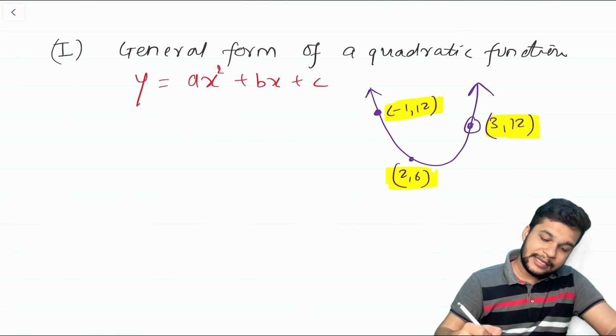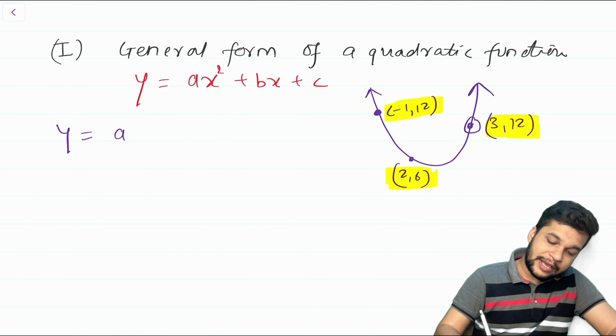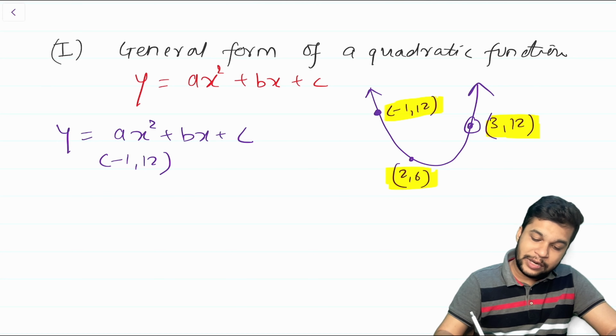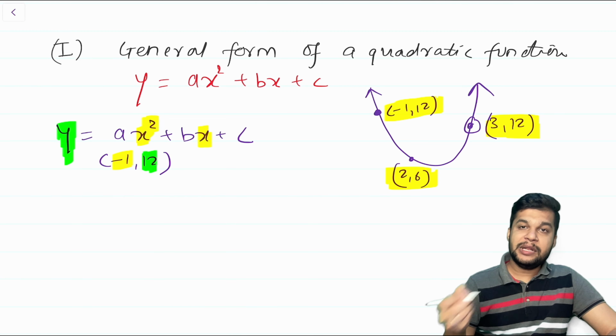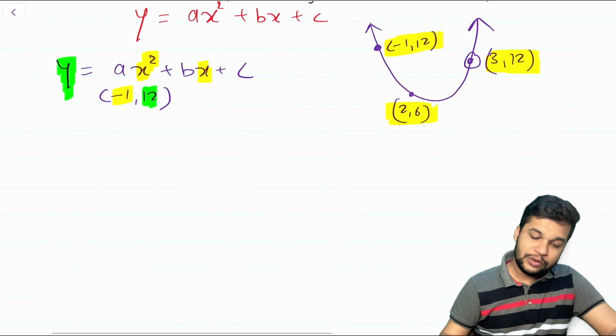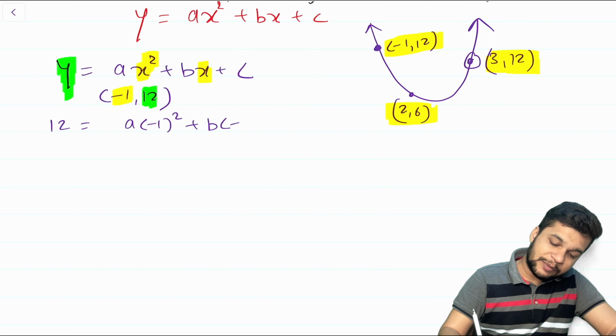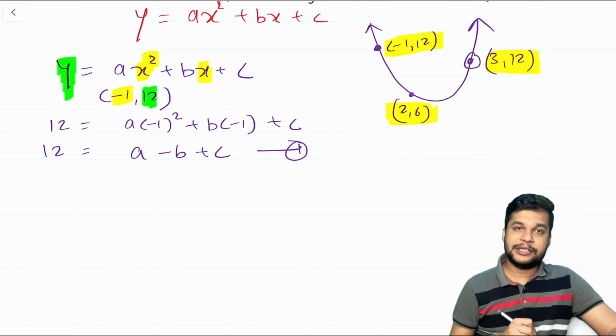So y equals ax squared plus bx plus c. I'll substitute the point (-1, 12): the x value as minus 1 and the y value as 12. Similarly, I'll do the other two also. So what do I get? I get 12 equals a times (minus 1) squared plus b times minus 1 plus c. So 12 equals a minus b plus c. Let's say this is your first equation.